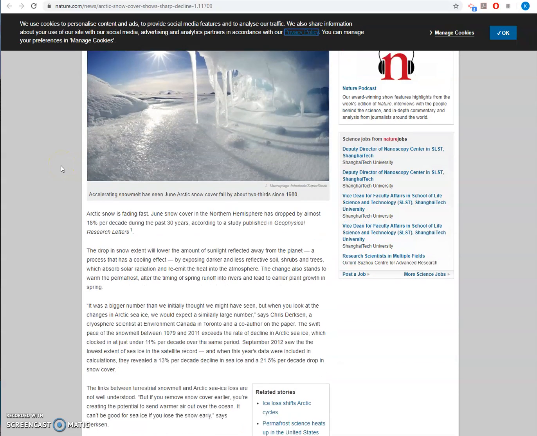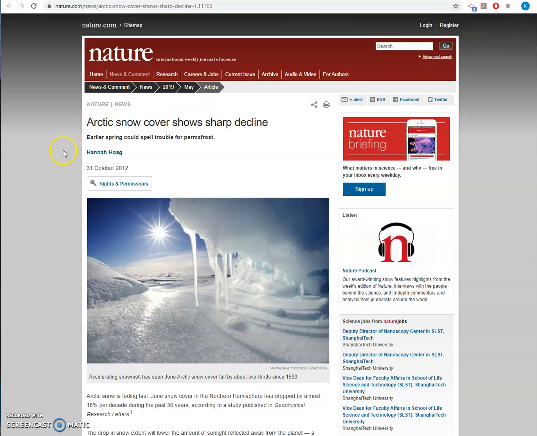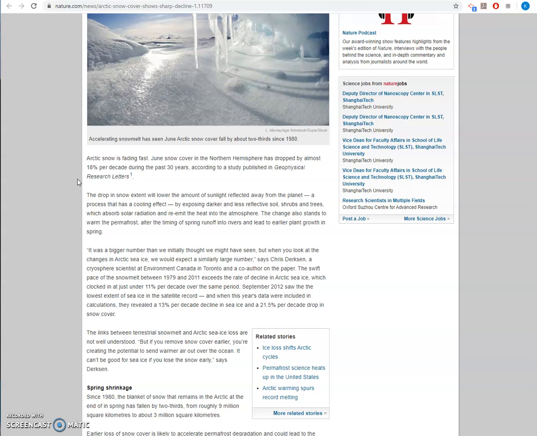Fun fact. You can read this article and see all about it. This article's got a lot of jargony, fancy, sciencey words because it's from Nature. Nature is like the best journal for science out there. It's the big one. If you get published in Nature, you're a real person. Like Hannah Hogue, she's probably a big deal now, right? Because she's got this nice article here. But anyway, here we go.